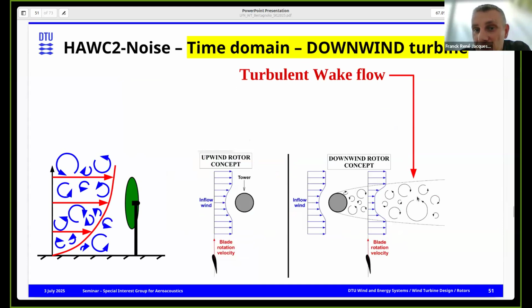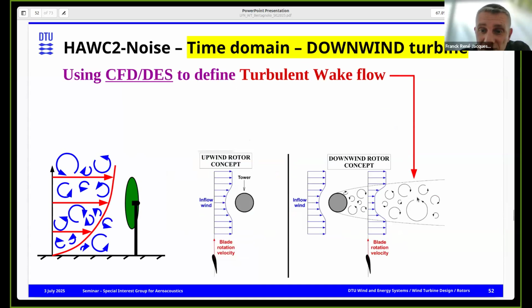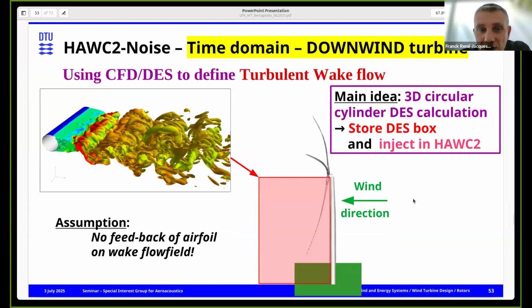Now, if we look at the downwind turbine, you have turbulence actually as well in the wake. And what you can do is to do CFD of this, calculate this flow with DES to make it relatively simple. So that's what we did. We do the DES simulation of the rotor, of the tower. We store that in time, so it's quite expensive.